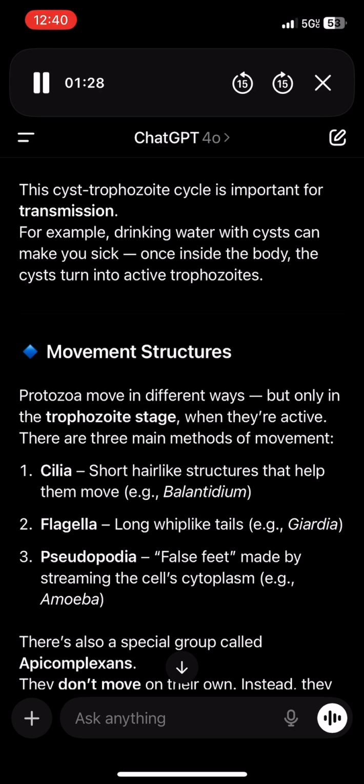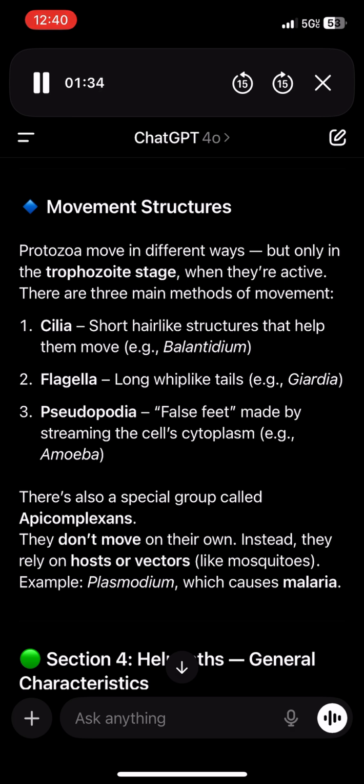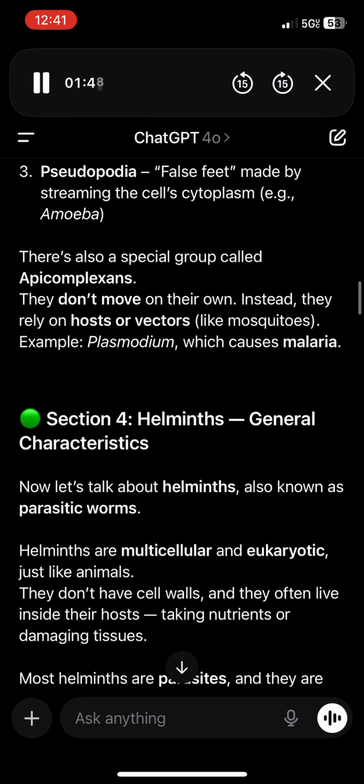Movement structures. Protozoa move in different ways, but only in the trophozoite stage when they're active. There are three main methods of movement. 1. Cilia, short hair-like structures that help them move, e.g. Balantidium. 2. Flagella, long whip-like tails, e.g. Giardia. 3. Pseudopodia, false feet made by streaming the cell's cytoplasm, e.g.